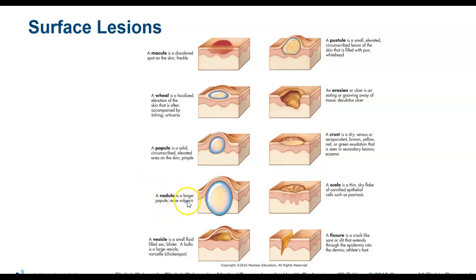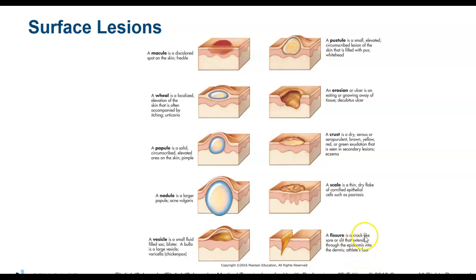A nodule is the same type of thing that a papule is, but it's large. So here the papule is small, a nodule is larger than a papule, and this is what we see in acne vulgaris. A scale, again, is a thin, dry flake. You see this a lot in our patients with psoriasis. Vesicle, this is a blister. Okay, it's a small fluid-filled sac. This is what you're going to see when kids have chicken pox. This could be where your shoes rub and you get that watery type blister.